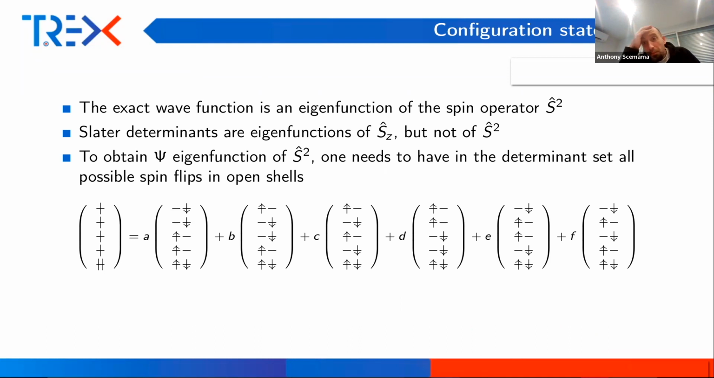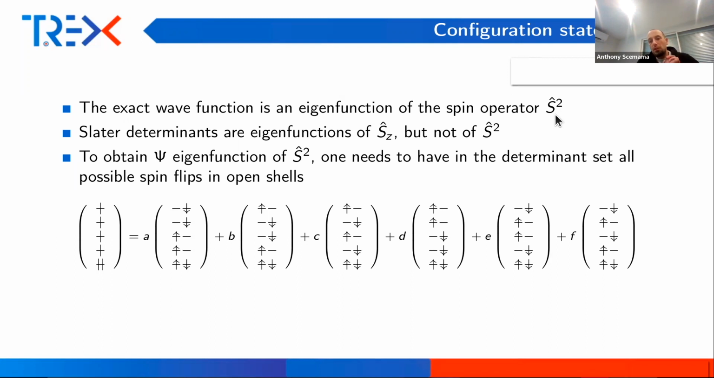So now I will talk. So I've been speaking about Slater determinants. So now I want to introduce what we call configuration state functions. So it's important because it's something which is used in configuration interaction, and also CHAMP works with configuration state functions. So the exact wave function is an eigenfunction of the spin operator S squared.